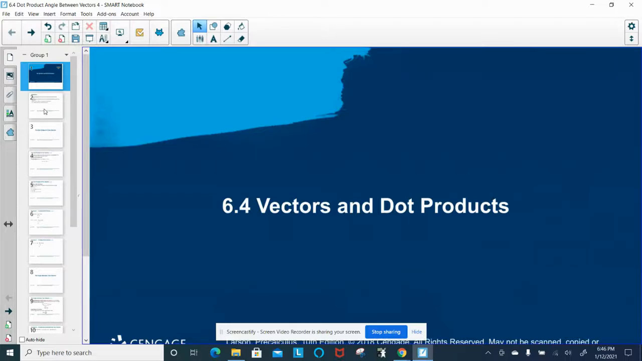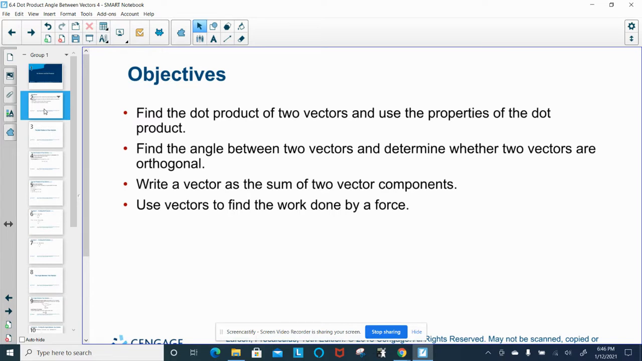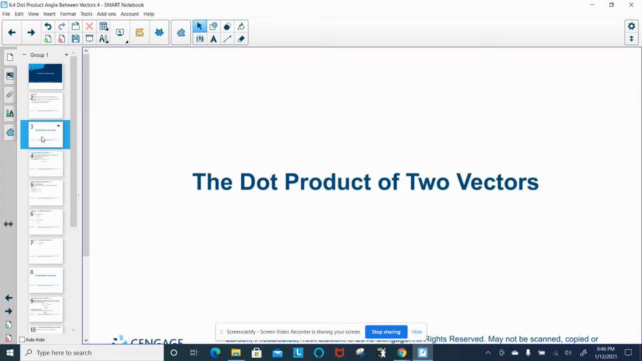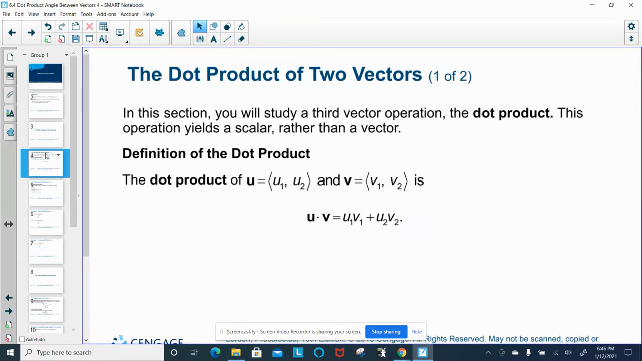Okay, for our last day of vectors, we're going to be talking about the dot product and the angle between two vectors. First, we'll talk about the dot product. The dot product is a scalar operation, which means your answer is just a whole number.